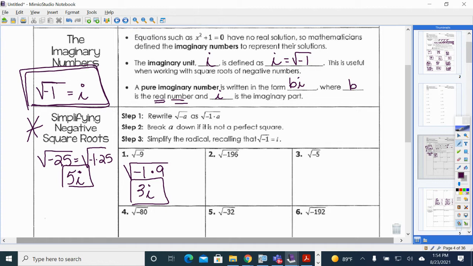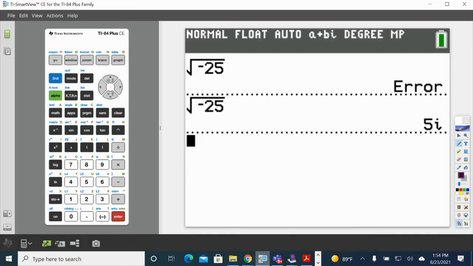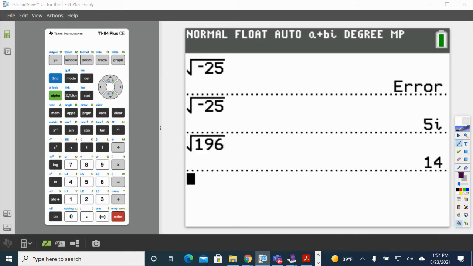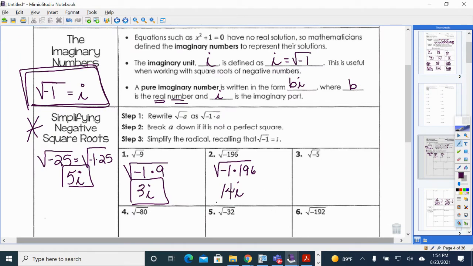Number 2, square root of negative 196, is the square root of negative 1 times the 196. And the square root of negative 1 is an i, and the square root of 196 is 14, I think. Square root of 196, yes, it's 14. So my answer here is 14i.